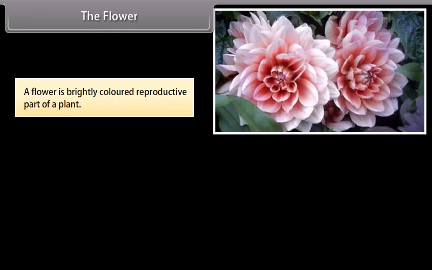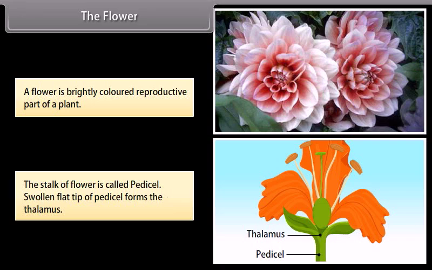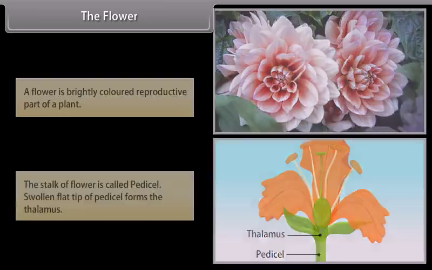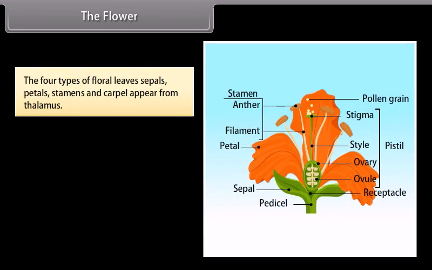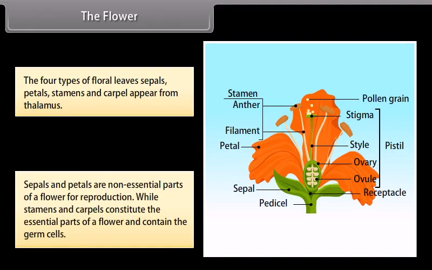The flower. A flower is a brightly colored reproductive part of a plant. The stalk of flower is called pedicel. Swollen flat tip of pedicel forms the thalamus. The four types of floral leaves, sepals, petals, stamens, and carpel appear from thalamus. Sepals and petals are non-essential parts of a flower for reproduction, while stamens and carpels constitute the essential parts of a flower and contain the germ cells.